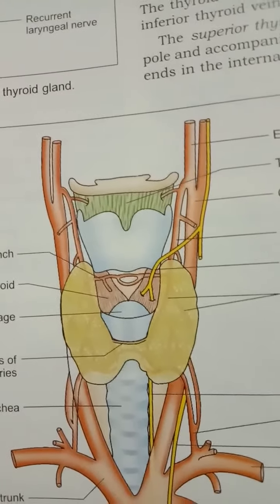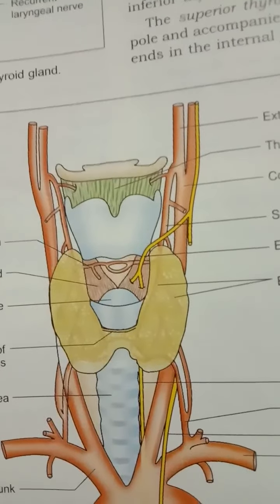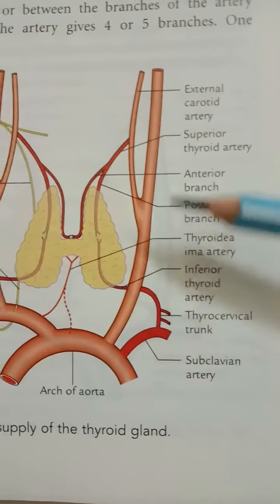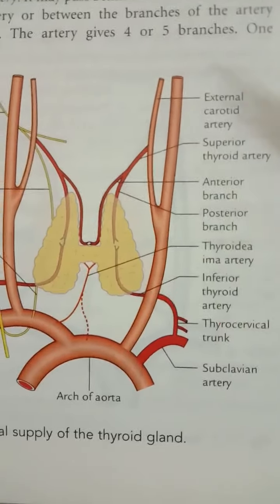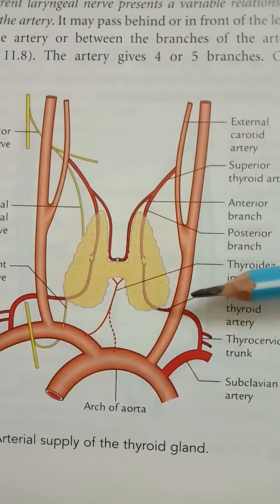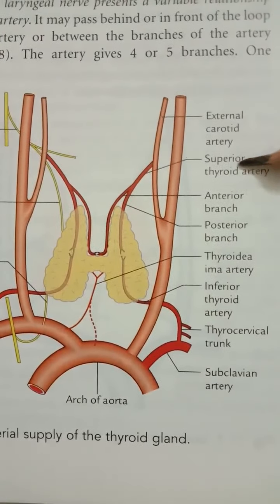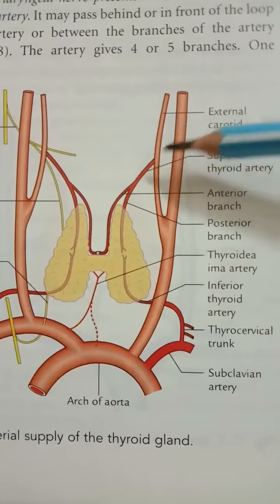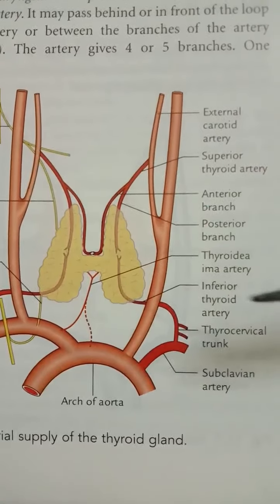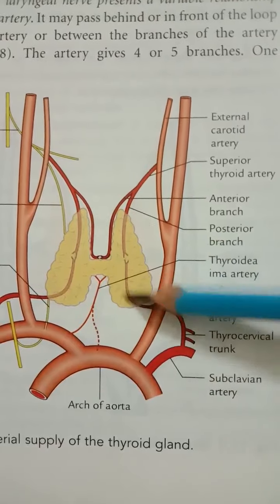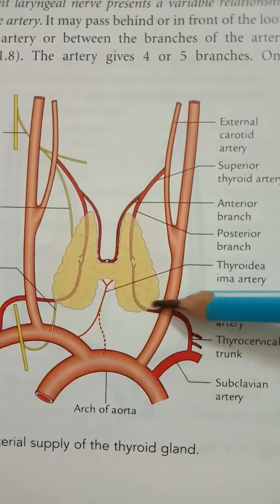Then let's see the arterial supply of the thyroid gland. Here in this diagram you can see the arterial supply. Mainly the thyroid gland is supplied by the superior thyroid artery, which is a branch of the external carotid artery. The second artery is the inferior thyroid artery, which is a branch of the subclavian artery.